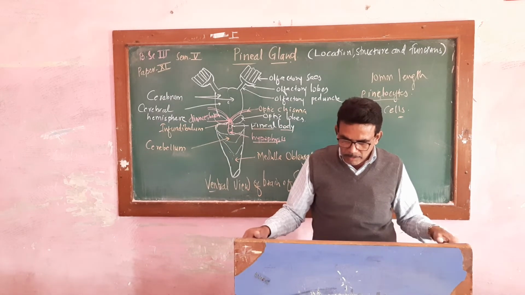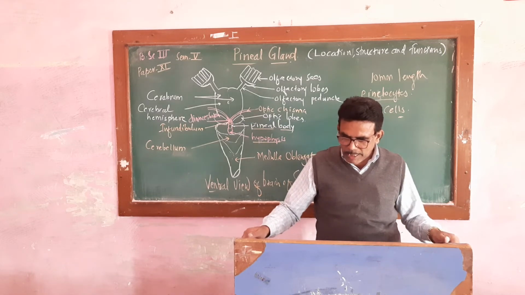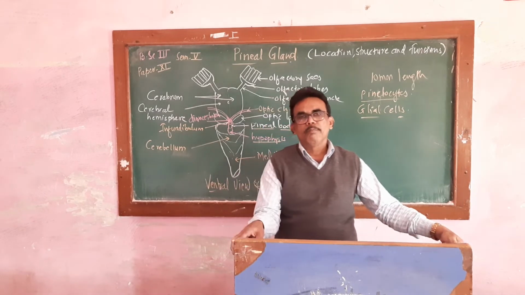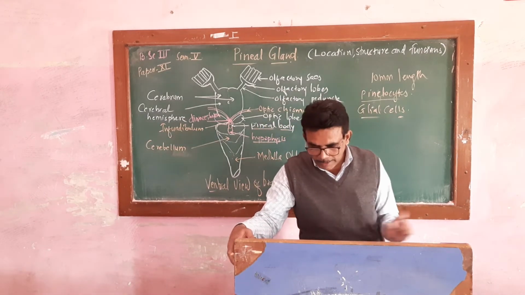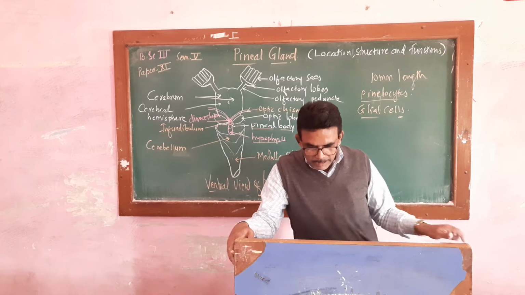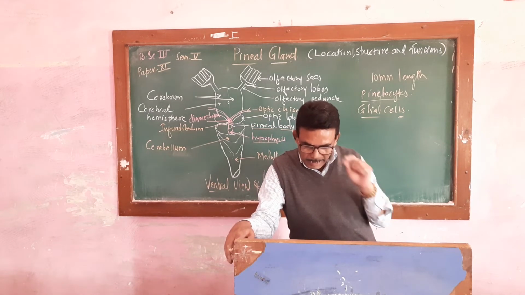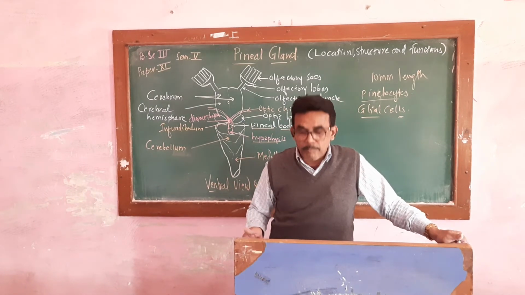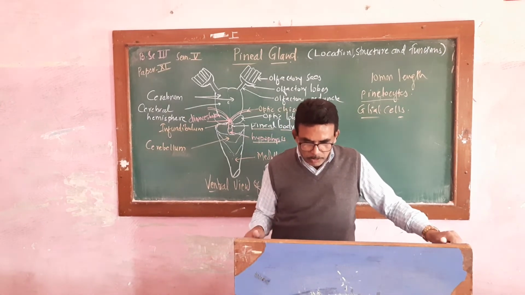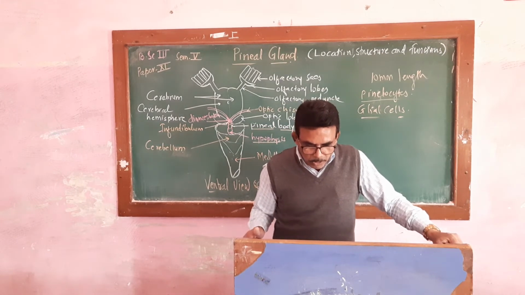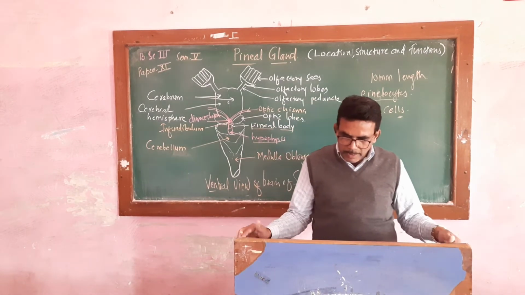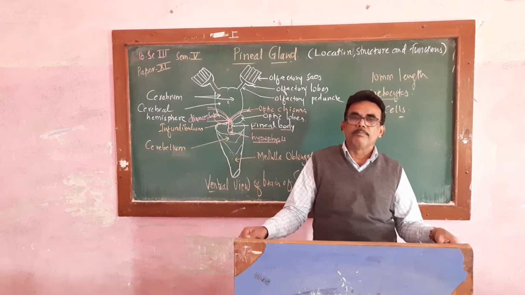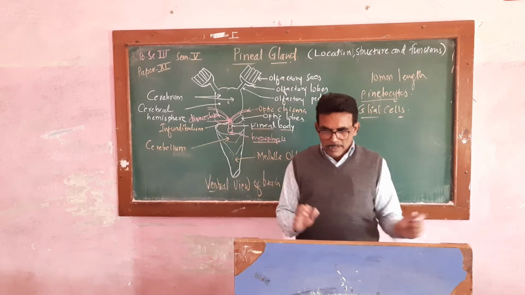Infradian rhythms will be maintained by this melatonin, and the related hormone melanin is responsible for imparting color to the body. So likewise, this pineal gland secretes the hormone known as melatonin, and in the presence of illumination, the production of melatonin is inhibited. So that is the first function.